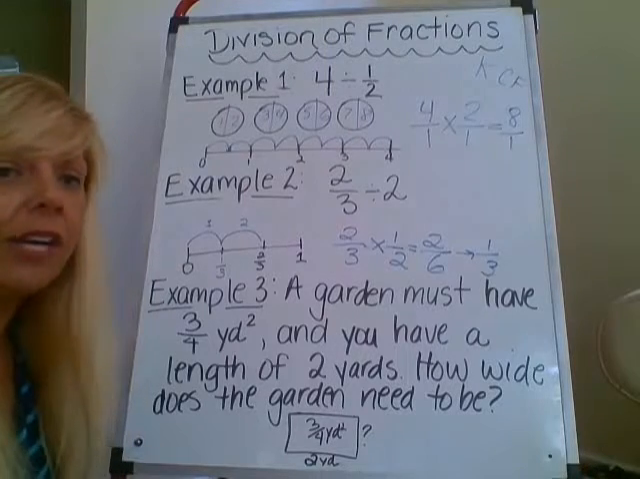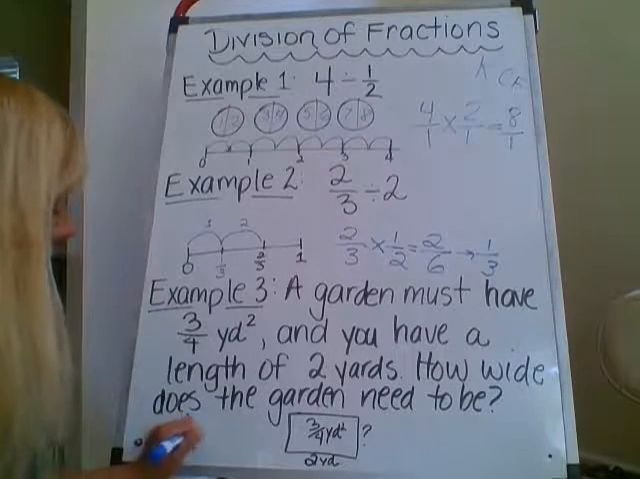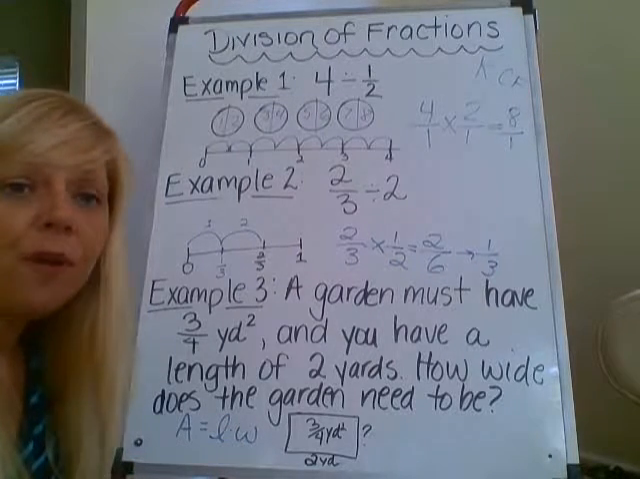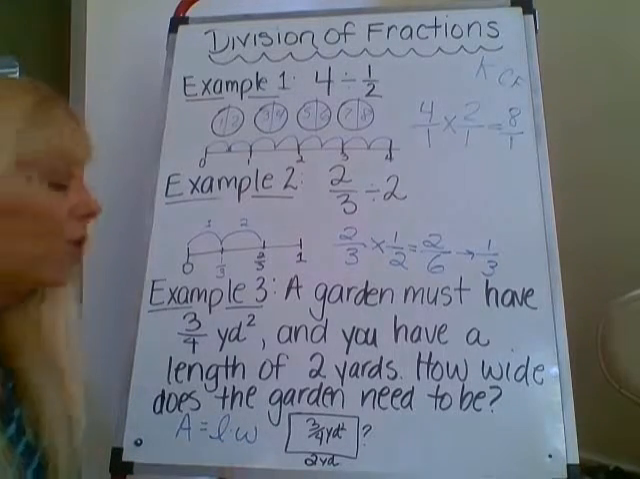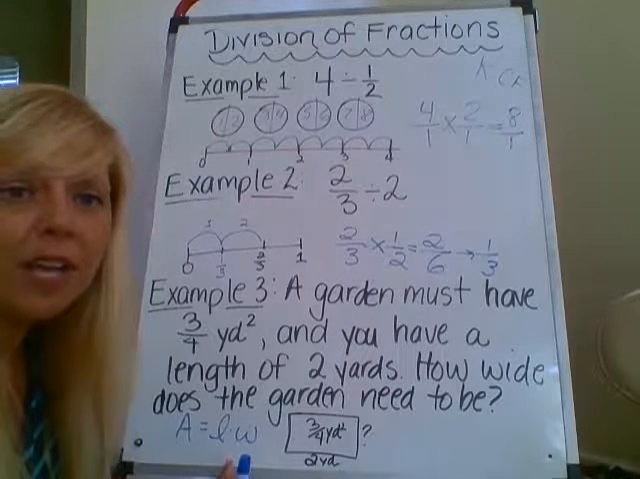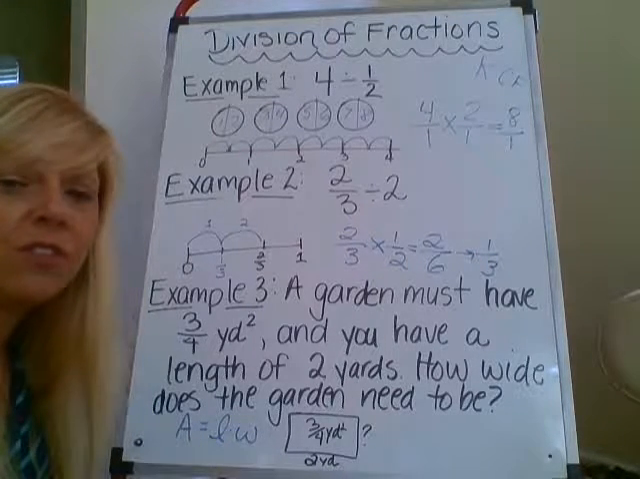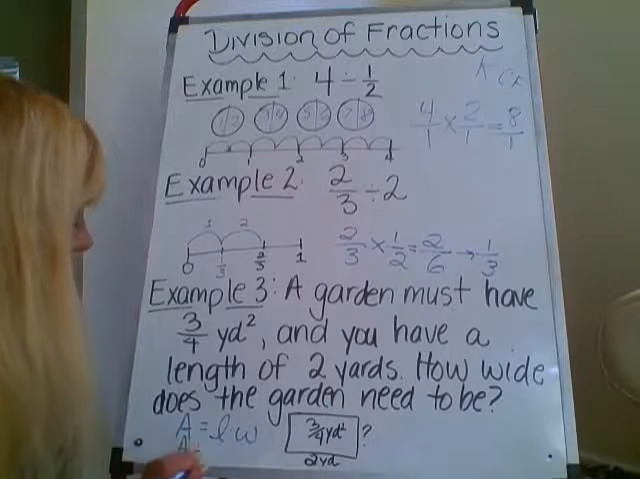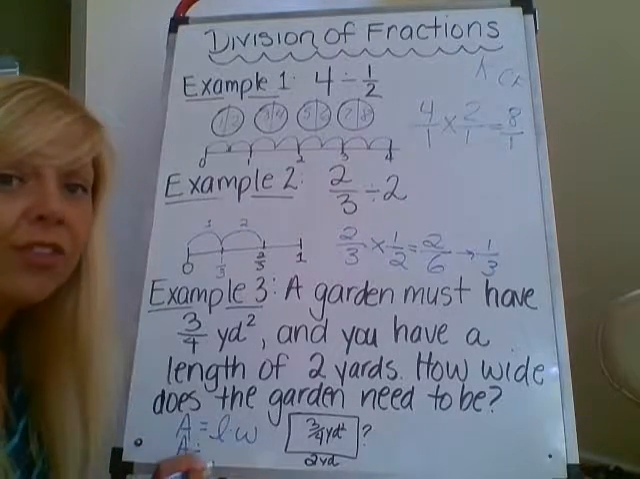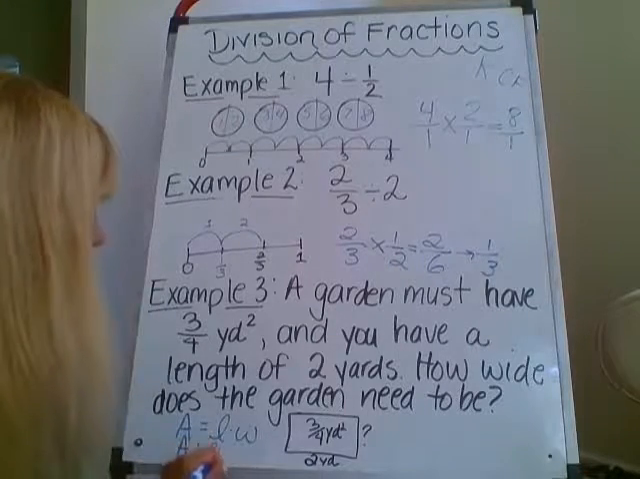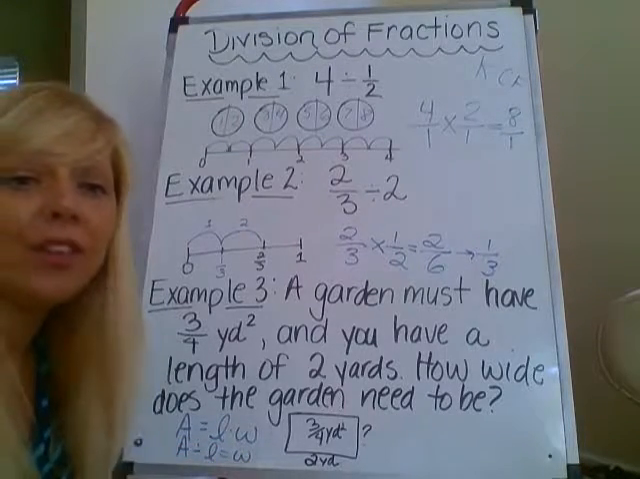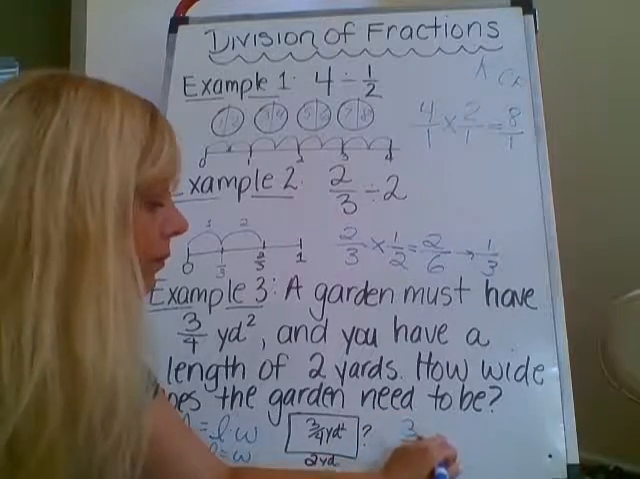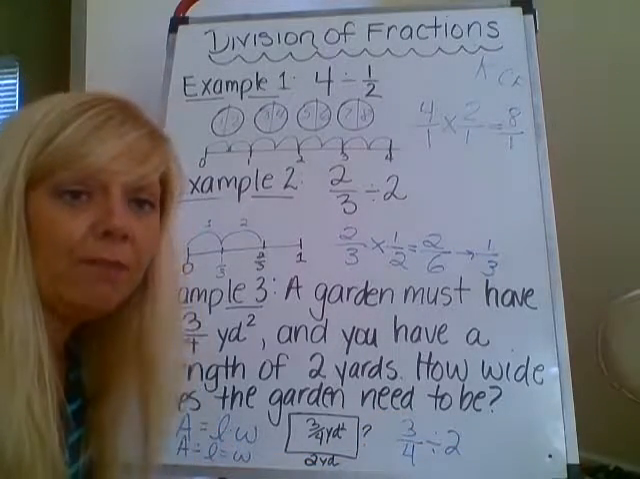So when I find area, we know area is length times width. Okay, and in order to find one of these two, I'm going to do what our fact family tells us to do, and I can rearrange these to a division problem. So my area divided by my length or my width. So in this case, it's my length, will give me my width. So my area is 3/4. I'm going to divide it by 2.